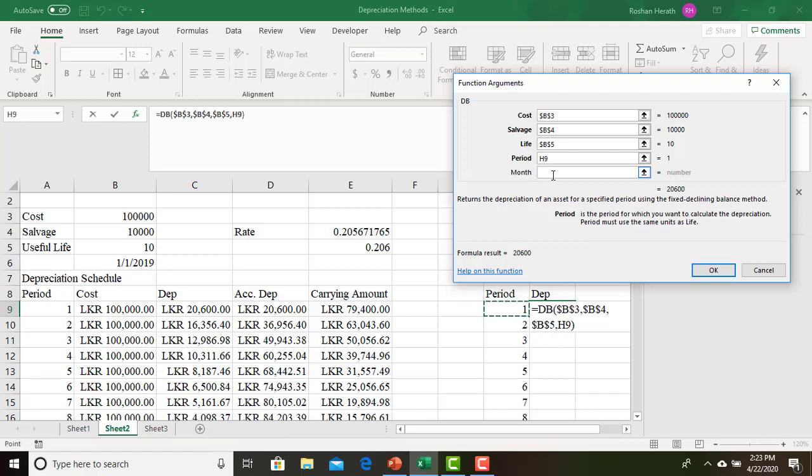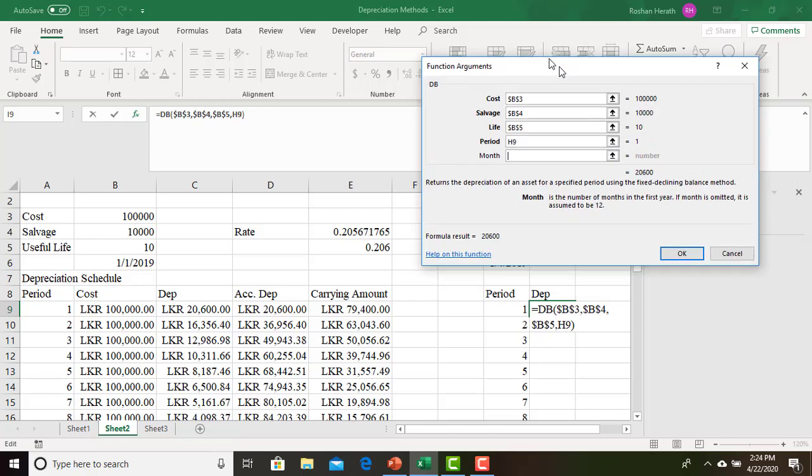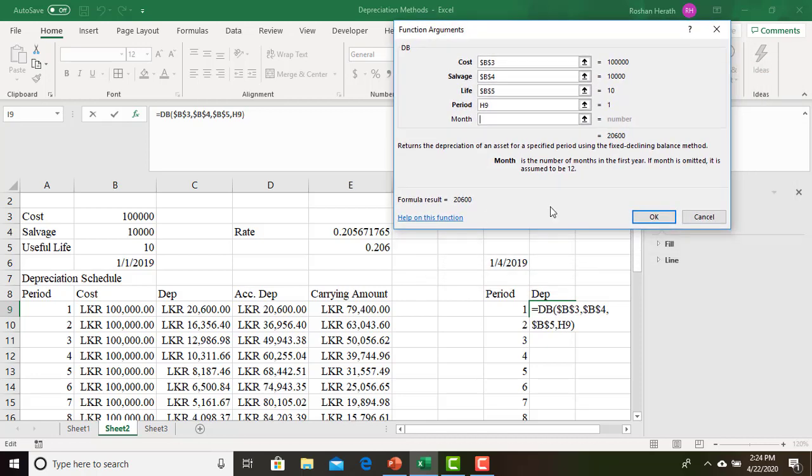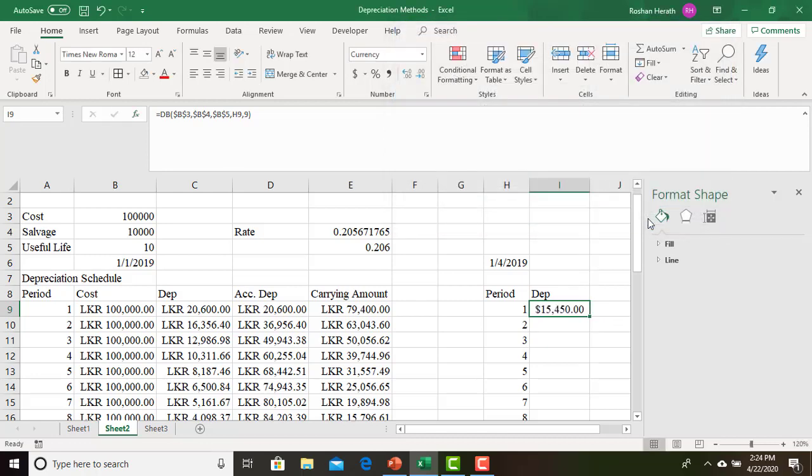And when it comes to the month, this is an instance where you would have to enter the month column. You have to fill the month column. Why is that? In the very first year, you have only 9 months left. So therefore, you have to enter, you want to depreciate for how many months? In the very first year, you want to depreciate for 9 months. So you feed that and it remains constant throughout the period. Now you can say OK, and you can simply drag this down.